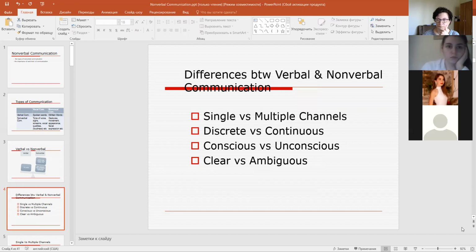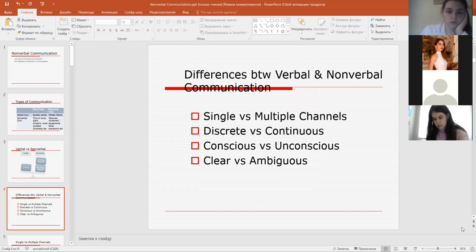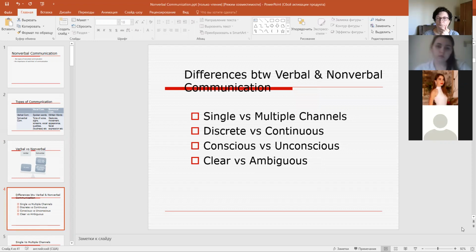So there are certain differences between verbal and non-verbal communication, and they are like single versus multiple channels. So we may express ourselves only in a single way, like with words in verbal communication, or there are multiple channels like gestures, speech or voice, and so on and so forth in non-verbal communication.